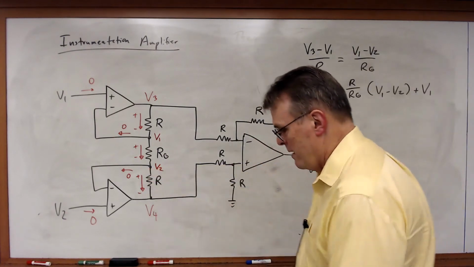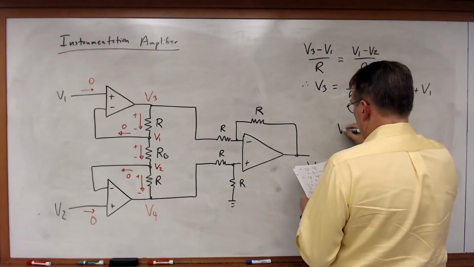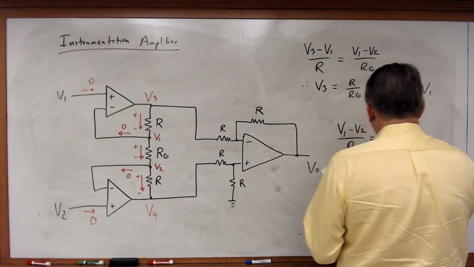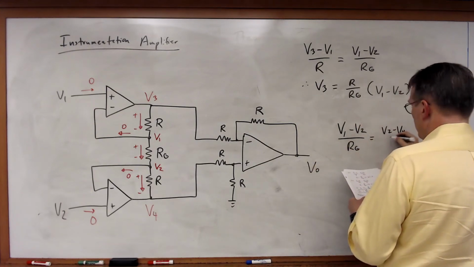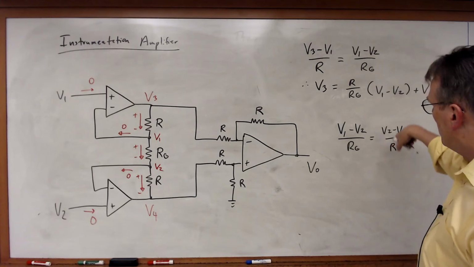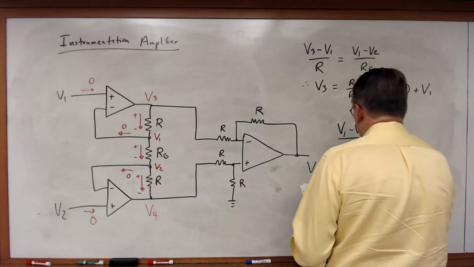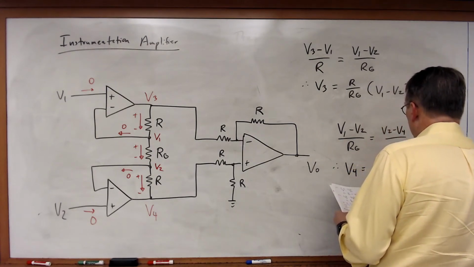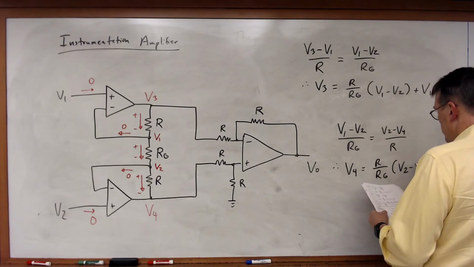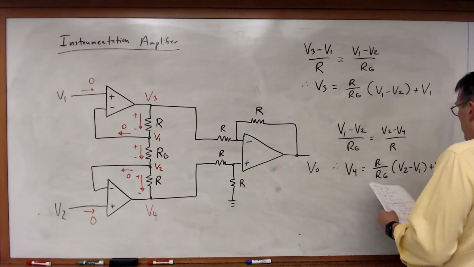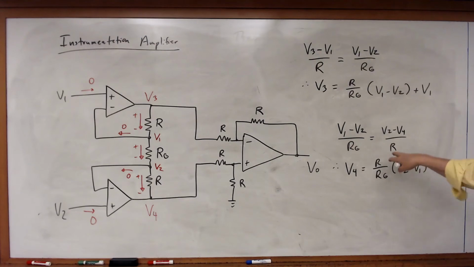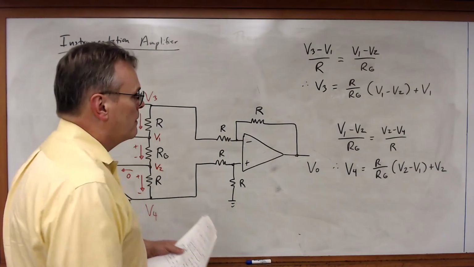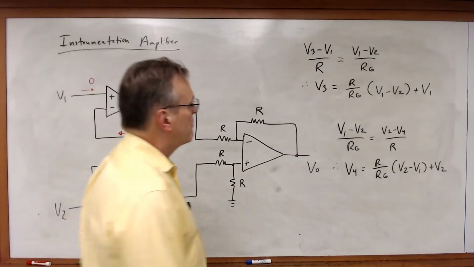Now for this node, what I have is that V1 minus V2 over RG must be equal to V2 minus V4 over R. Once again, I can do a little rearranging of terms. And what I get is that V4 is equal to R over RG times V2 minus V1 plus V2. So looking at this, I've got expressions now for V3 and V4 in terms of V1 and V2.